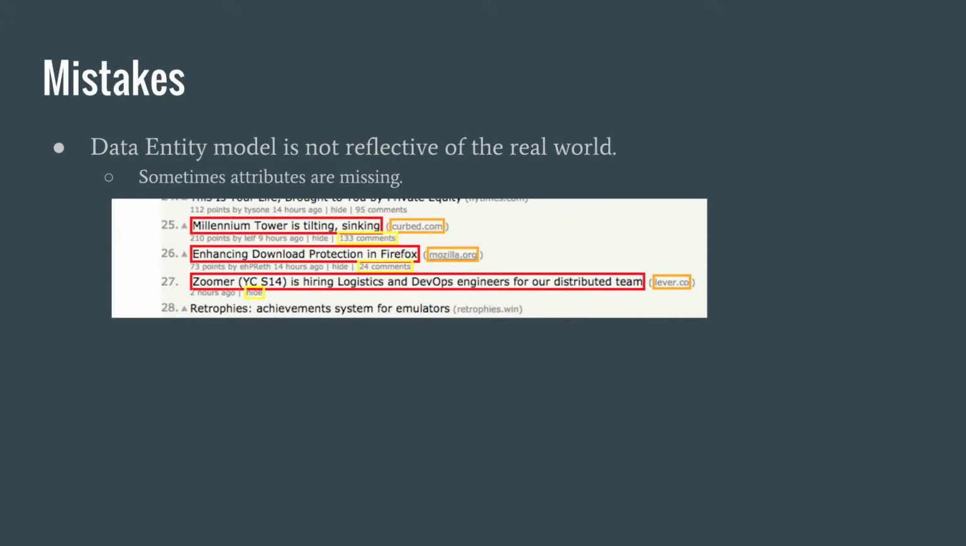Some mistakes that this algorithm falls into: the data entity model itself doesn't reflect the real world. There are categories that don't need to exist, DOM elements that don't belong to the category, and entities that are just missing. So we can see the first one, we have title, domain, comments, title, domain, comments, and this last one has title and domain, but there is no comments, and it breaks the model, and the algorithm cannot handle this situation.